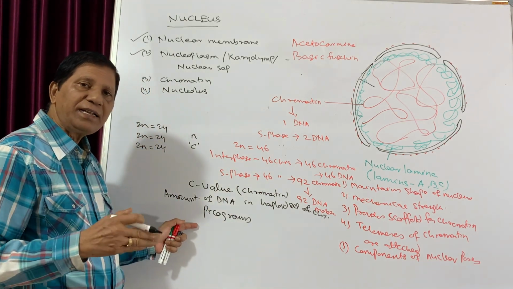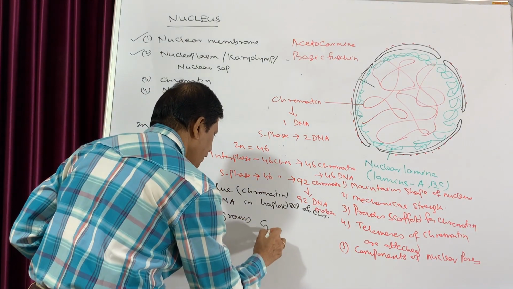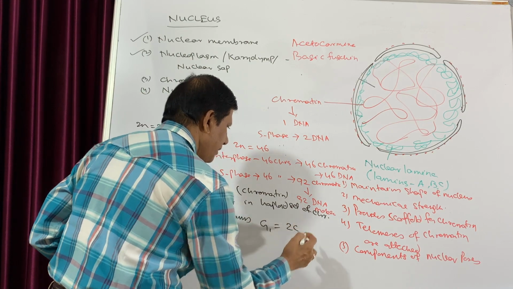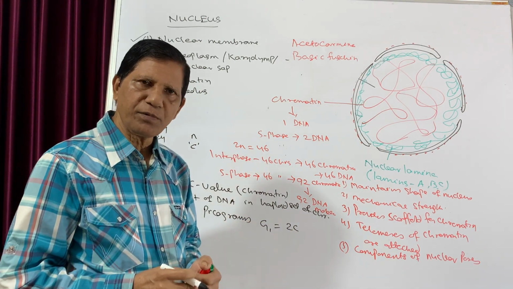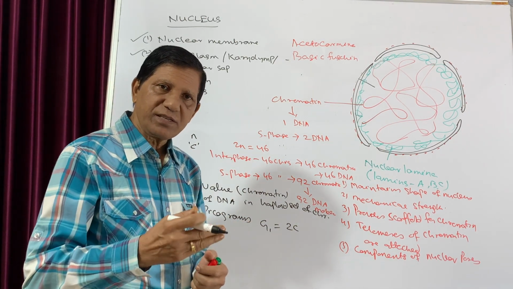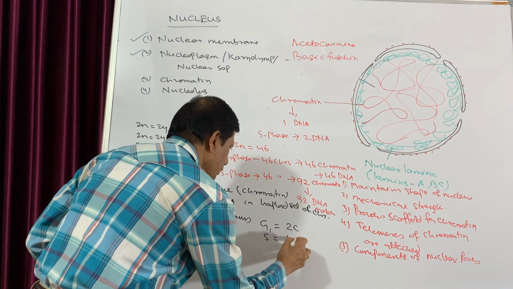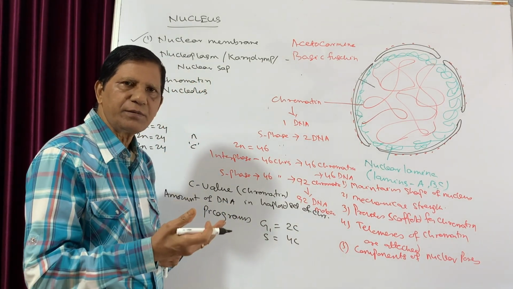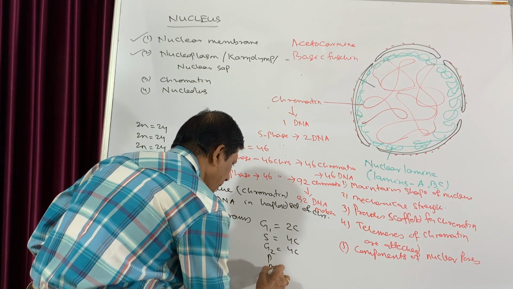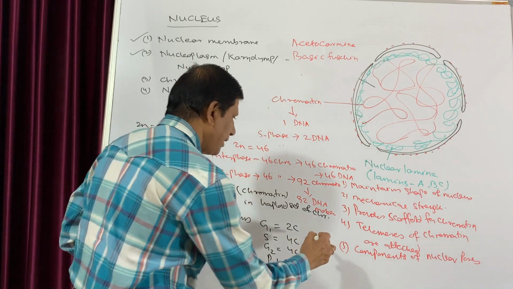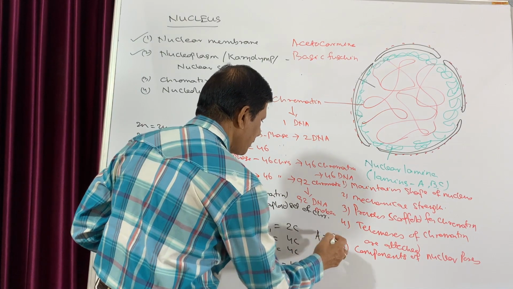So what is the amount of DNA in interphase or at G1 phase? At G1 phase, the C value is 2C, because the number of chromosomes is also 2n. But in S phase, there will be synthesis of DNA, so it will be 4C. During G2 phase, it is also 4C. Then prophase, metaphase, again it will be 4C. But after anaphase, there will be separation, and it will return back to 2C.